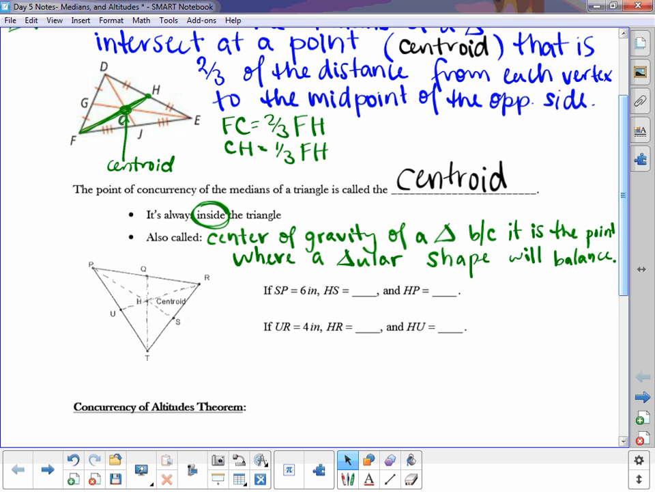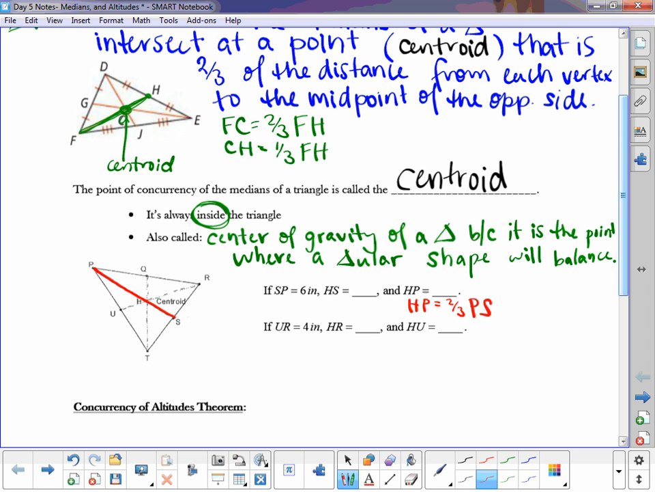Okay, so our centroid, again, is 2/3 of the distance away from that vertex. That's the special property there. So let's take a look at this example problem. They say that SP is 6 inches. And then they ask for HS and HP. Which one is going to be the 2/3 chunk? HP or PH. Good. So I have that HP is 2/3 of the whole thing, PS. So how much is that actually going to be? The whole thing's 6 inches.